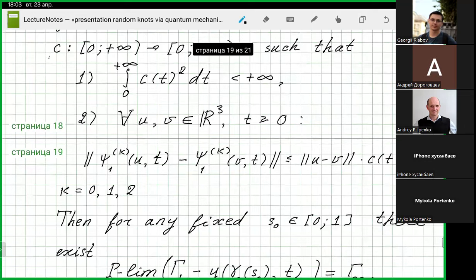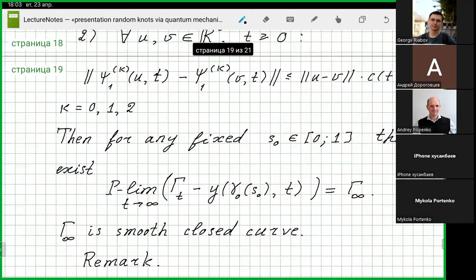Then for any fixed s, there exists the following limit. If we shift our gamma t on the one point, it does not matter by the way on which one, then we just get a limit in probability in the space of periodic continuous functions. So what does it mean? It means that our curve freezes at infinity. Maybe you will see the picture how it looks like. Freezes at infinity.